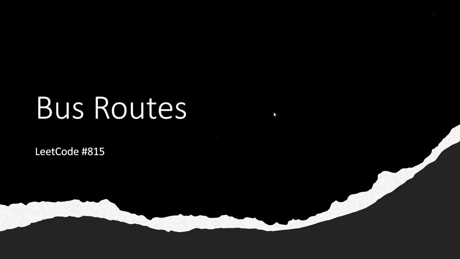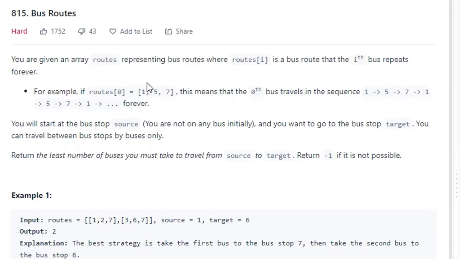Hello! In today's video, we're going to be going through bus routes, which is LeetCode problem 815. This is a hard problem, and it states you are given an array routes representing bus routes, where routes[i] is the bus route that the i-th bus repeats forever.